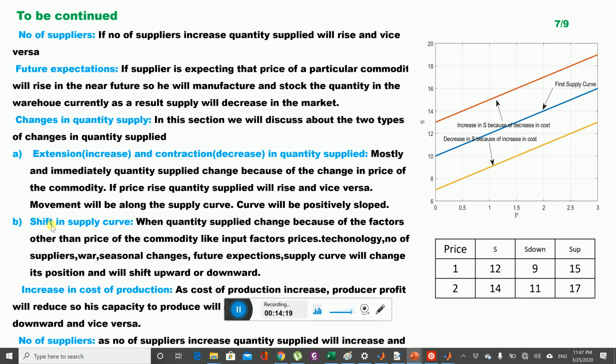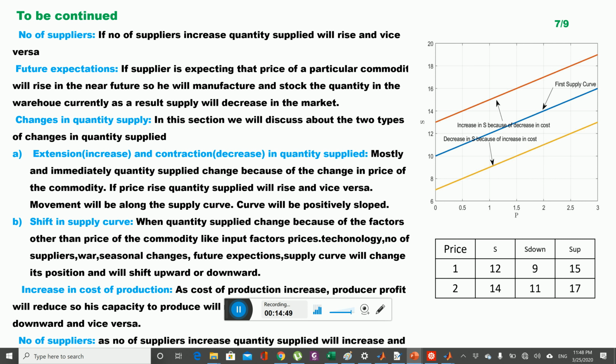Now we are coming toward the shift in supply curve, when the quantity supplied changes because of factors other than price of the particular commodity, like input prices, technology, number of suppliers, war, seasonal changes, future expectations. Supply curve will change its position and will shift upward or downward.